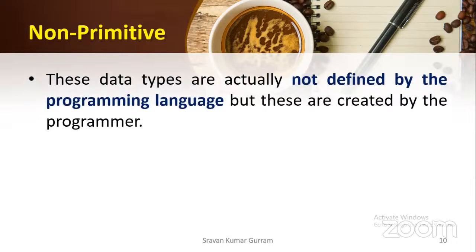The second one is reference type, or you can say non-primitive type. These non-primitive data types are actually not defined by the programming language. As a programmer of Java, you can create your own data types. Those are called non-primitive data types. For example, just now we have seen a class named Student. Who created the Student class? We are creating it. So that is the meaning of this sentence.